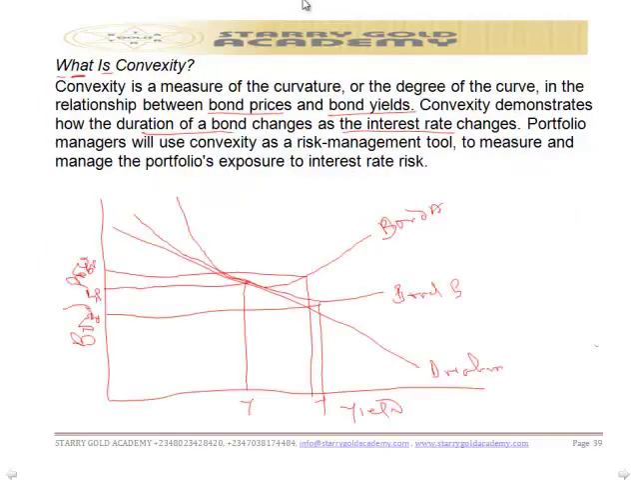Look at it here. This is the yield. This is the bond yield here. So it is the yield that the investor is expecting. This is yield 1, yield 2, yield 3.